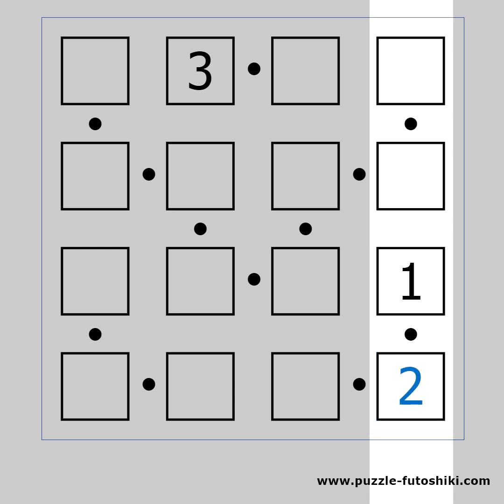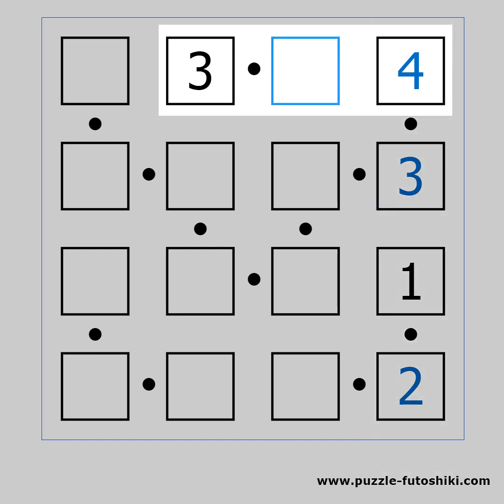Take a look at this column. It should contain the numbers from 1 to 4. It already has a 1 and a 2. We need a 3 and a 4. We cannot have a 3 in the top cell, because there is another 3 on the first row. We should have a 4 in the top cell. And a 3 on the second row.